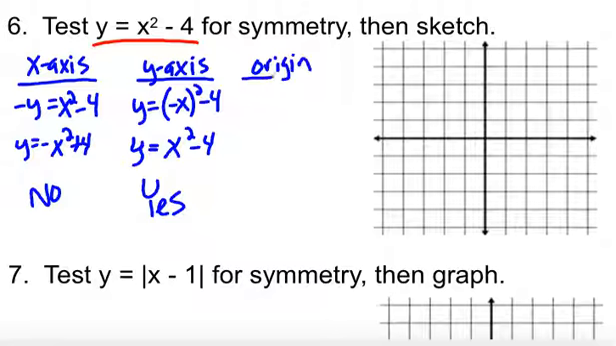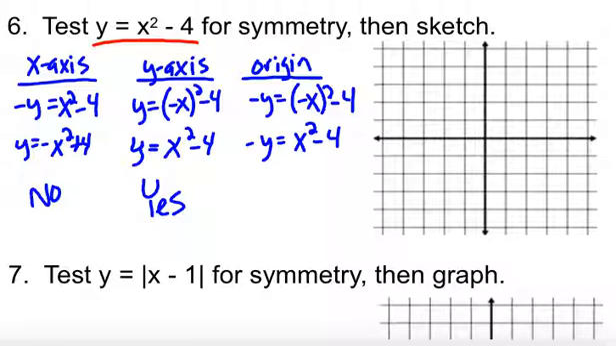And for origin, you're plugging in both negative x and negative y. So negative y equals negative x squared minus 4. Just clean that up a little bit. Negative y equals x squared minus 4. And again, this is just like the first one. If you want to divide everything by negative 1, you can. But you can probably see it the step before. That is obviously not the same thing as what we started. So that's a no. So this just has y-axis symmetry.